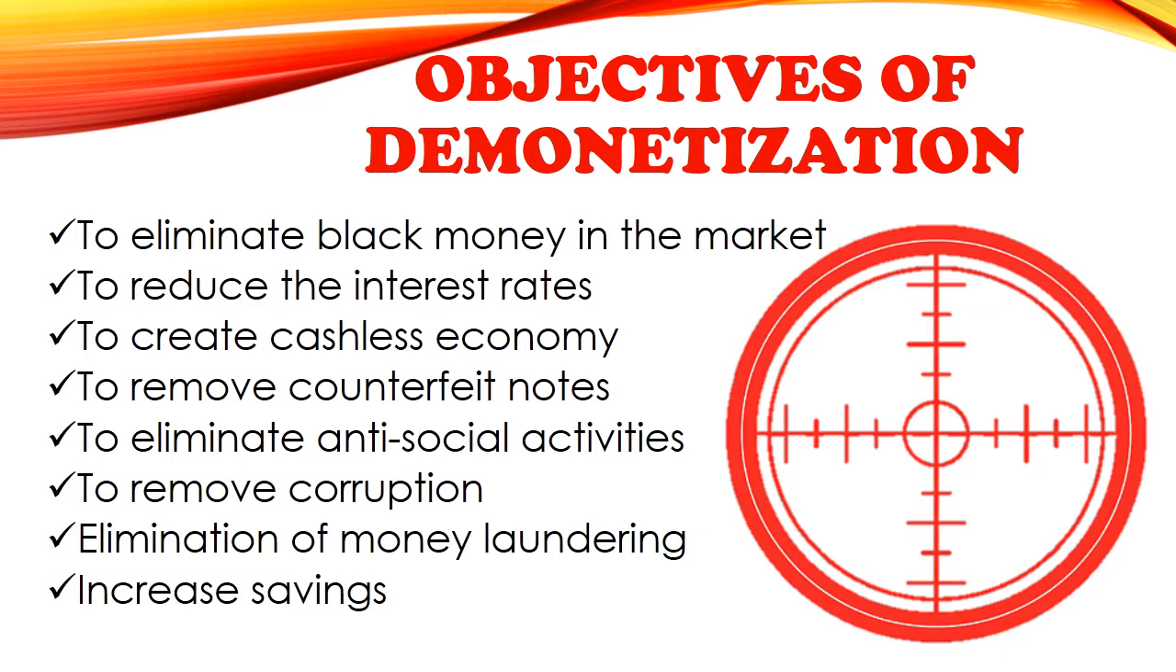Then the next most important objective was to reduce the anti-social activities and their finances. So the anti-social elements like the terrorists or the smugglers use cash as a mode of transaction. So with the government decided to demonetize rupees 500 and rupees 1000 notes, which were of the highest denomination, the circulation or the money transfer to these type of anti-social elements was reduced, or we can say was eliminated.